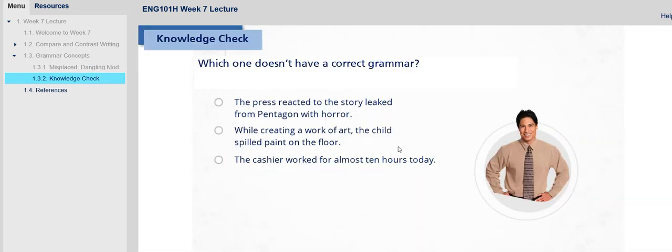Which one doesn't have a correct grammar? "The press reacted to the story leaked from Pentagon with horror." "While creating a work of art, the child spilled paint on the floor." "The cashier worked for almost 10 hours today." So let's take a look at these sentences to see which one is wrong and which one is correct. Here you have a simple sentence. Subject, the cashier; verb, worked; for almost 10 hours a day, prepositional phrase.